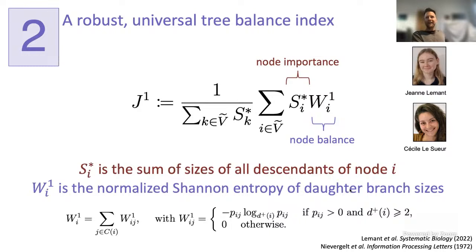So what we're doing is we're saying this idea, originally Niebelt's, that we've rediscovered, is a very useful way of looking at tree balance. In fact, we argue it's the best way of looking at it. So as I say, S_i here is the sum of the size of all descendants of node i, and W_i is the normalized Shannon entropy. This is the way we choose to measure the balance of the node. So this all descends from the Shannon entropy, for those of you who know a bit about information theory, which gives it a lot of nice properties.